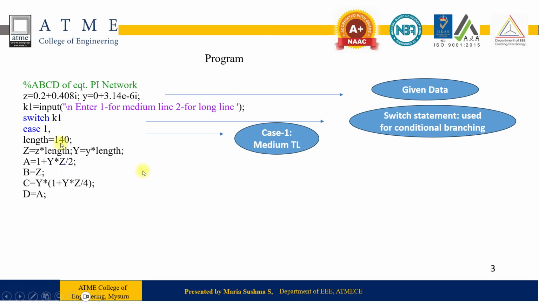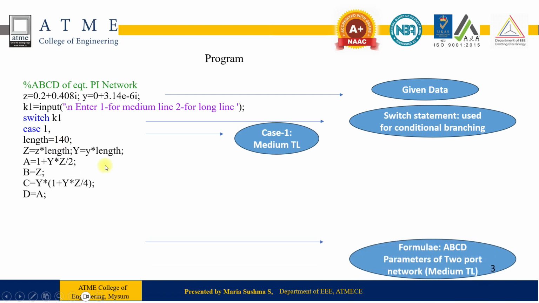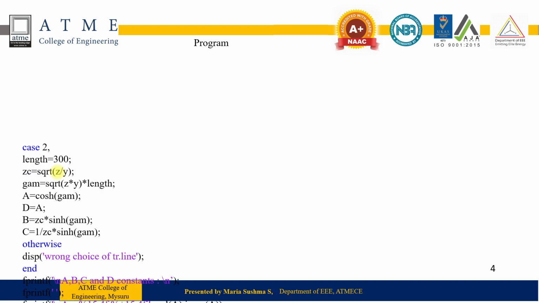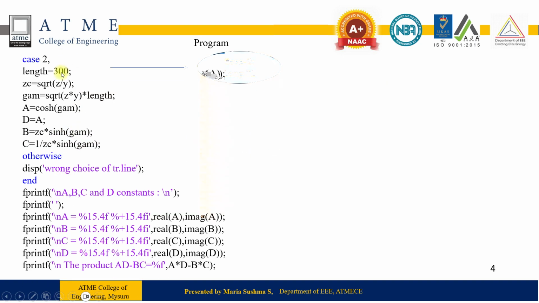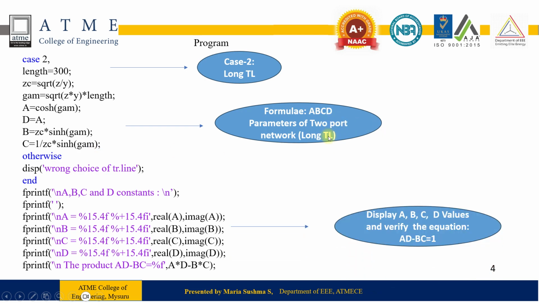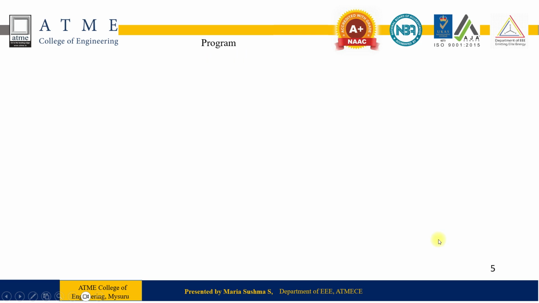So this is case 1, which is giving the detailed equation for ABCD parameters of medium transmission line. Next we have case 2. Case 2 is dedicated for long transmission line. Here we have the list of equations for calculating ABCD parameters of long transmission line. And finally we have the display equations for displaying the ABCD parameters, and ultimately verifying the equation AD minus BC equal to 1.